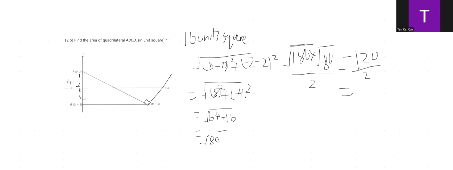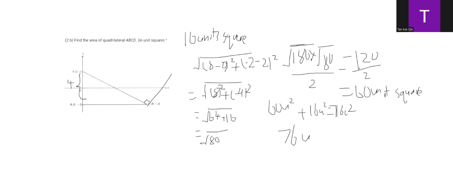But this is not yet done since we had just found the area of the triangle ACD. And we need to find the area of the quadrilateral ABCD. So we will now need to add together the two triangles, which will then become 60 units squared plus 16 units squared, which will become 76 units squared. And with that, we found the answer for question 2b.